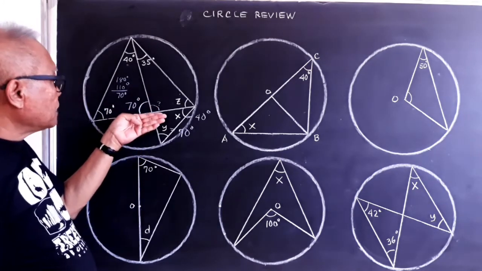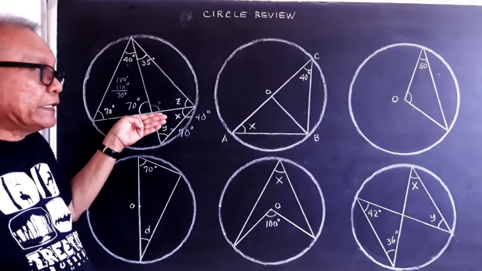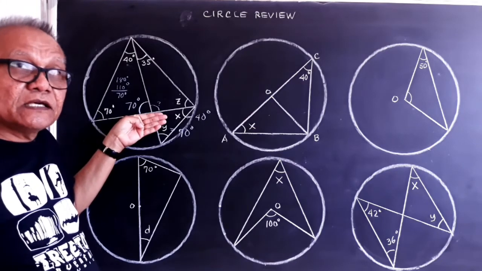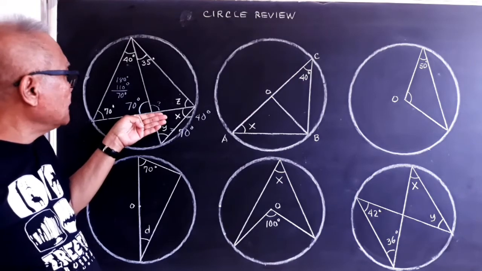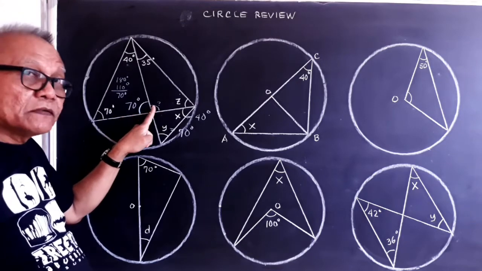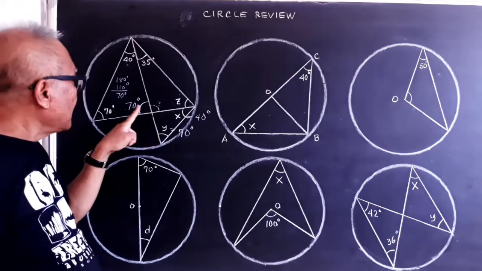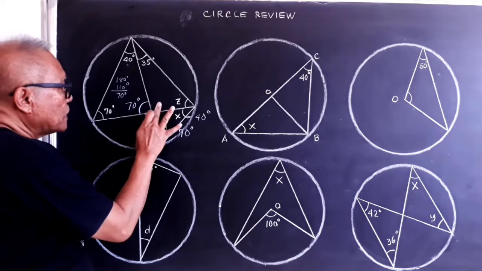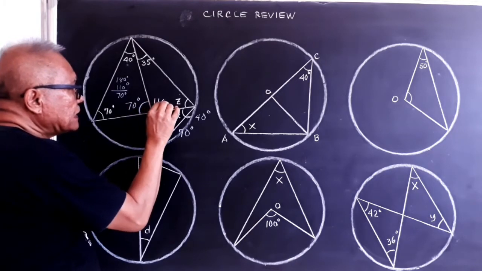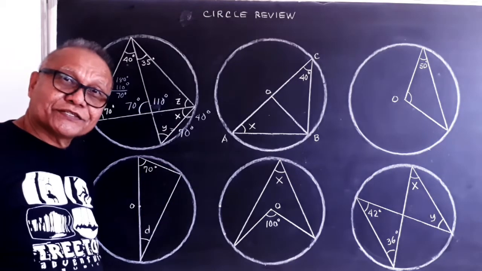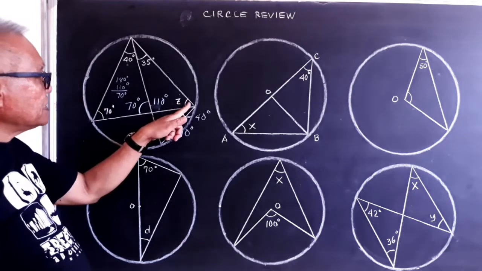Now, what do you see here? A straight line. If this one is a straight line, it measures 180 degrees. So how do you find this one? It's 180 minus 70. So this one is 110 degrees.